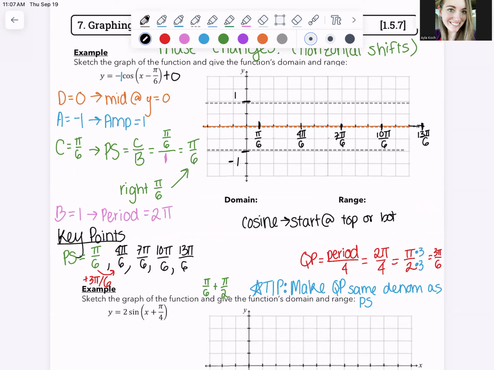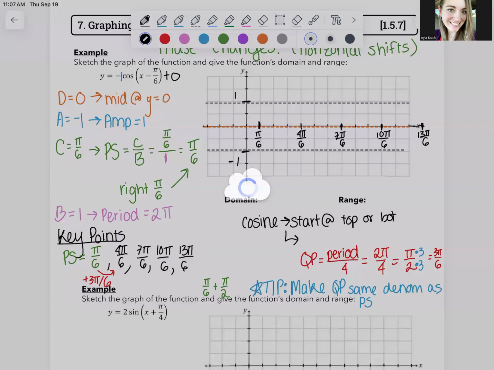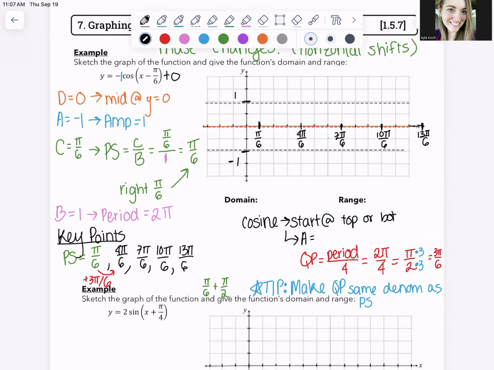And because a is negative 1. Nope, that little cloud thing's turning on still. A is equal to -1. So a is negative, maybe is what I should say. A is negative, which means we start at the bottom.